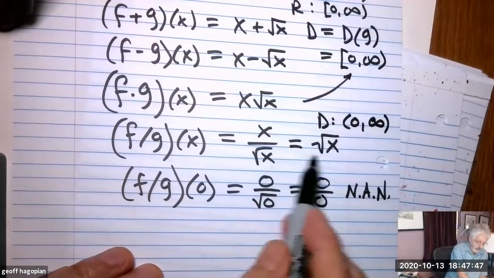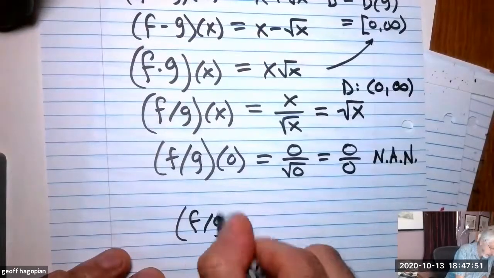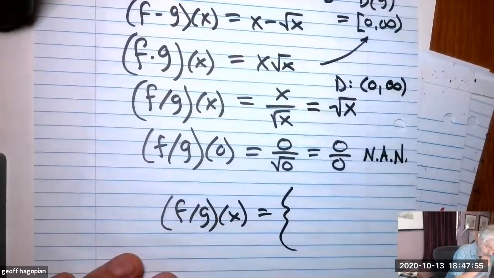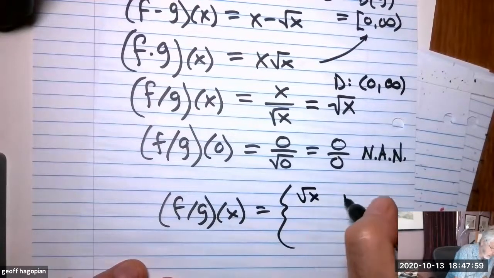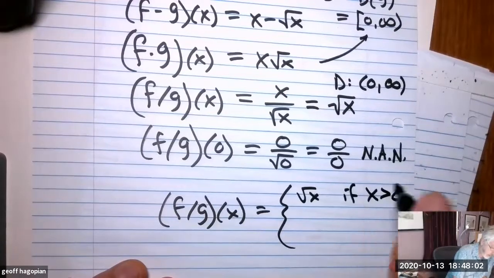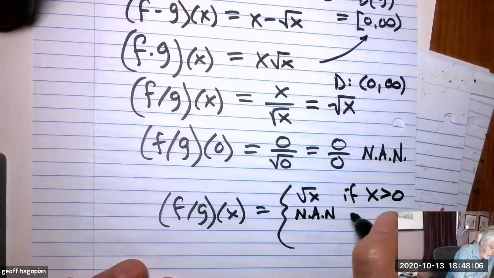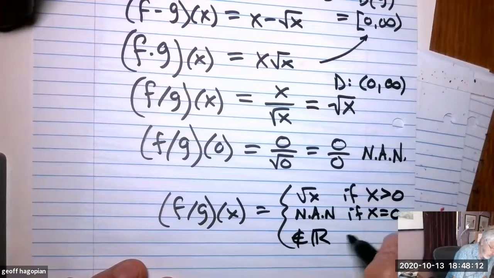So even though the simplified expression, in fact, I would say this: f divided by g of x is equal to square root of x if x is strictly positive, not a number if x is equal to 0, and not an element of the set of real numbers if x is negative.